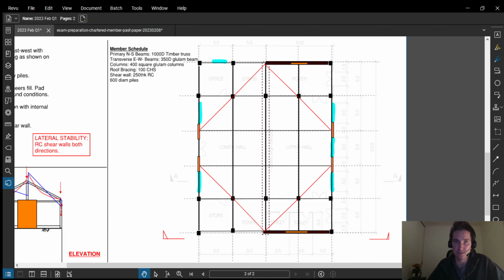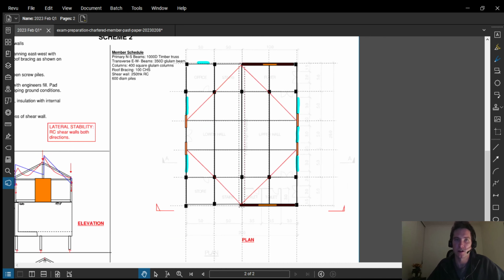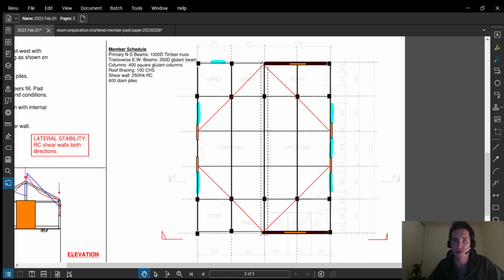They're 350 deep. Again, all of these just sized off rule of thumbs. My columns are 400 square glue lam columns. I've got push, compression, tension roof bracing in red here. So again, that's a slightly different system to what I had in Scheme 1 instead of the tension-only bracing members that I have. My shear wall is my lateral stability system, and again, I need it in both directions.